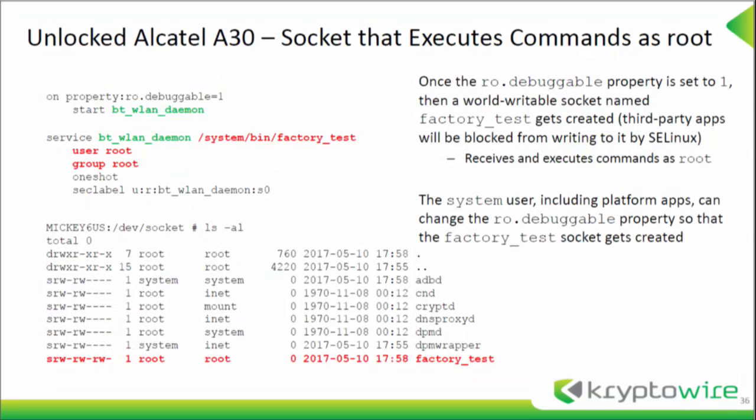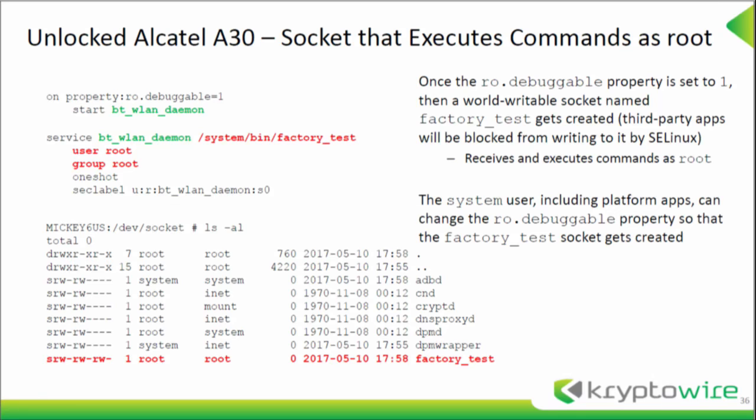One thing we noticed on this device, we looked at the init.rc file, which contains commands for the init process to execute, and there's a directive. So if RO debuggable gets set to 1, it starts a process, the BTW LAN daemon, and it will go on and start a binary called factory test that's running as root. So once that property gets changed, that process starts executing as root, and essentially its function is to create and listen on a socket. You can send commands to the socket and it will execute them as root.